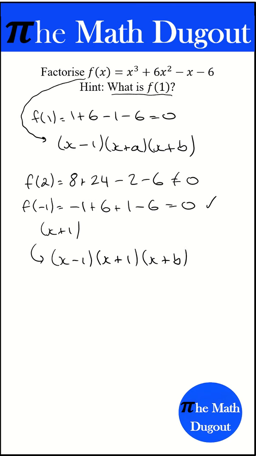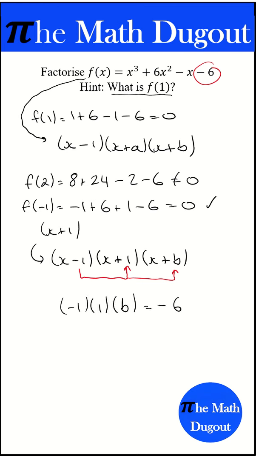And how can I find that? Well, I know that when I expand all of these terms here, my constants on the end have to be equal to this minus 6. So I know that minus 1 times positive 1 times b has to be equal to negative 6. Okay, and if you solve that equation, you see that b is equal to positive 6. So the factorized form for f of x is equal to x minus 1, x plus 1, and x plus 6.